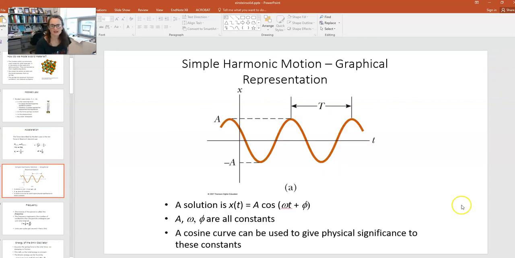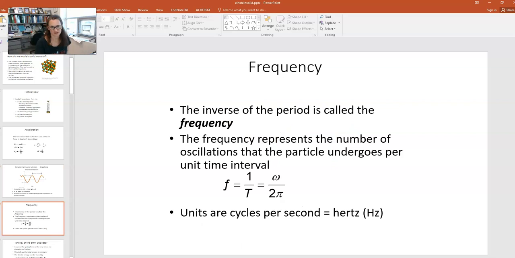So phi is the phase constant. That's just an offset. It depends on where you start your clock, right? So if your clock starts at max displacement, then it's a cosine. If it starts at 0, you might have a sine, or it can start anywhere in between, and phi would be some arbitrary angle. Okay, so that's the solution to the classical harmonic oscillator.